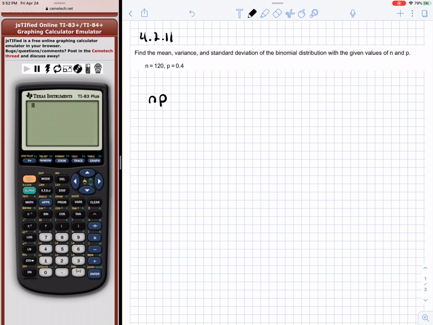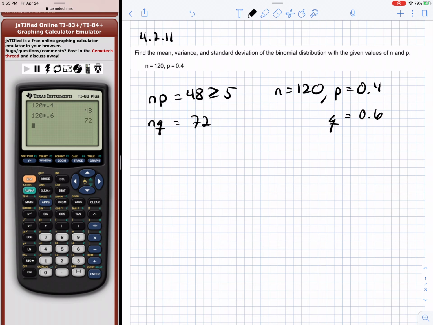Okay. So if we say n times p, let's just do 120 times 0.4. So np is 48. Notice that's greater than or equal to 5. And let's do n times q. If n is 120, p is 40%, that means q has to be 60%. So nq, 120 times 60% is 72, which is greater than or equal to 5. So that means we can use the normal distribution to approximate the binomial.